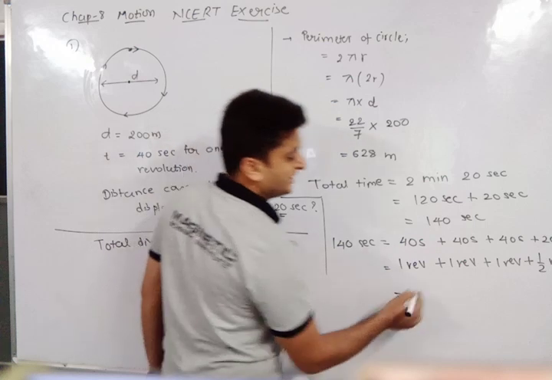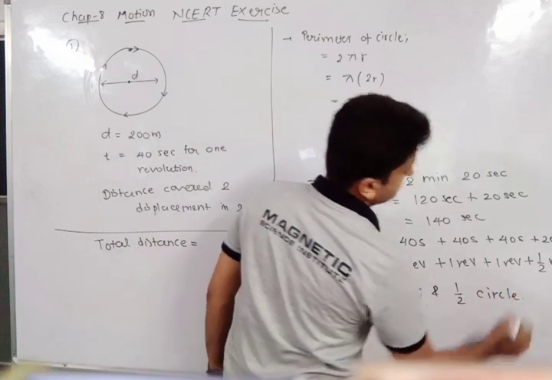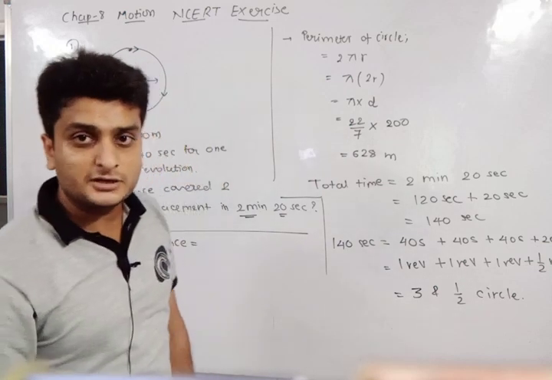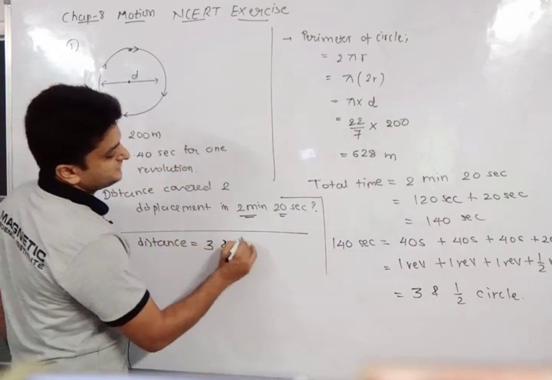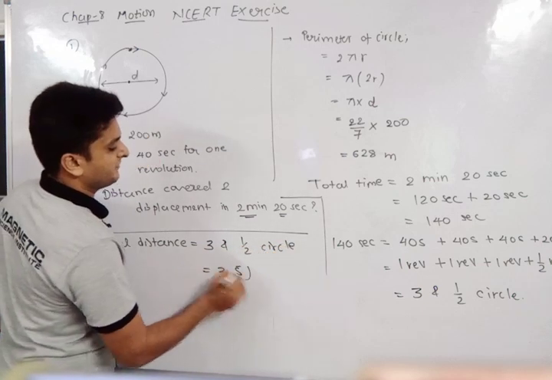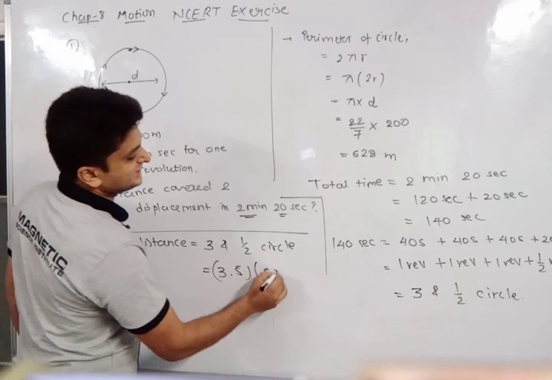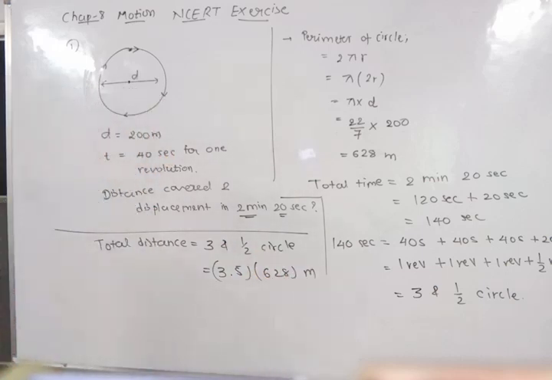In 140 seconds, he will complete 3.5 circles. The total distance covered is equal to 3.5 circles, and the length of one circle is 628 meter.